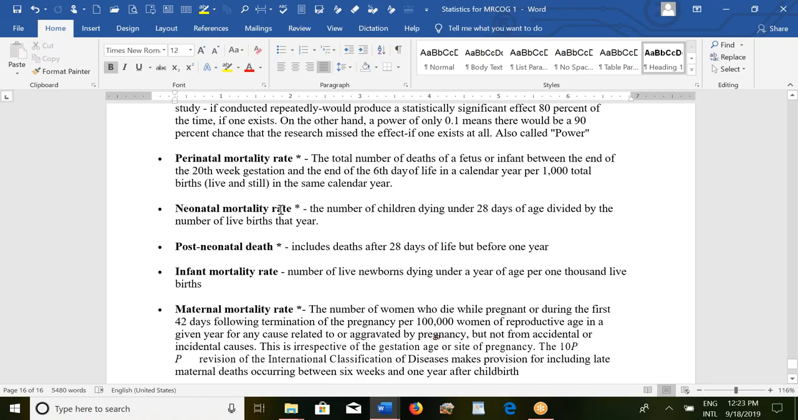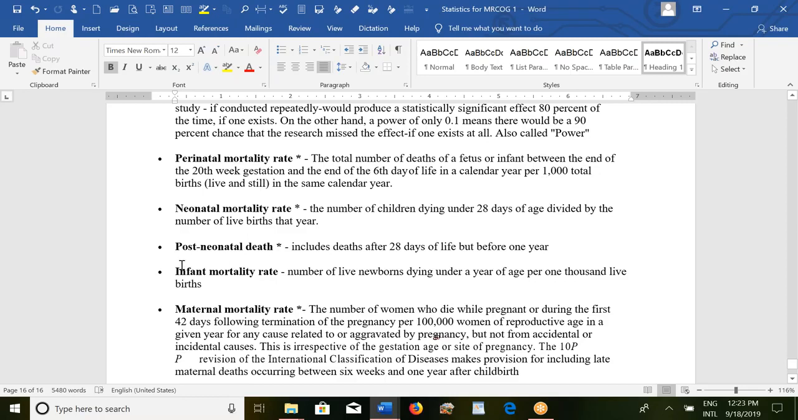What is neonatal mortality rate? This is the number of children dying under 28 days of age divided by the number of live births that year. Neonatal mortality is how many children were born alive and how many of them died. Here, this is live births, and in perinatal mortality, you are calculating per 1000 total births.